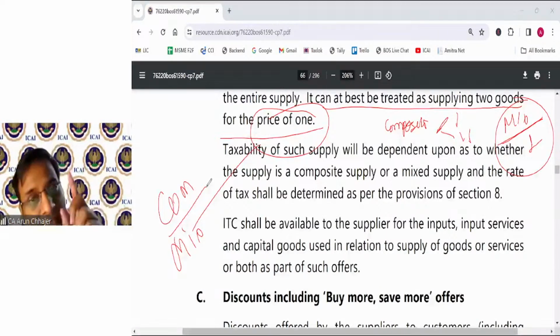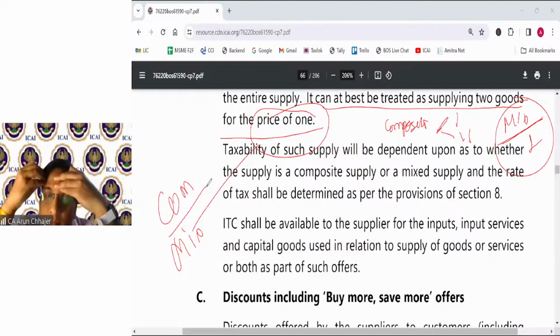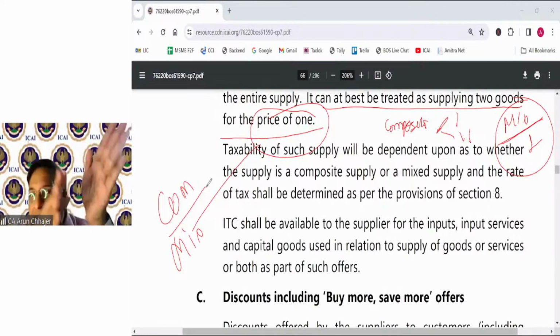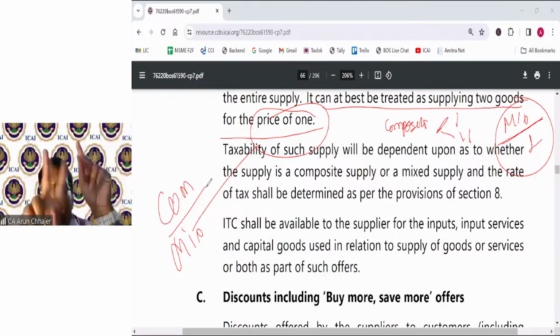But the answer is, it is not an individual supply. You cannot say I am making one item a free supply. No, it is a supply of two or more taxable items, out of which you are charging one price. So in the composite, there is no condition for the price, so even if it is one price, it can also be composite. And in mixed, there is a condition that the price should be single. So if the price is single, that combo may result in composite or may result in mixed. Okay.